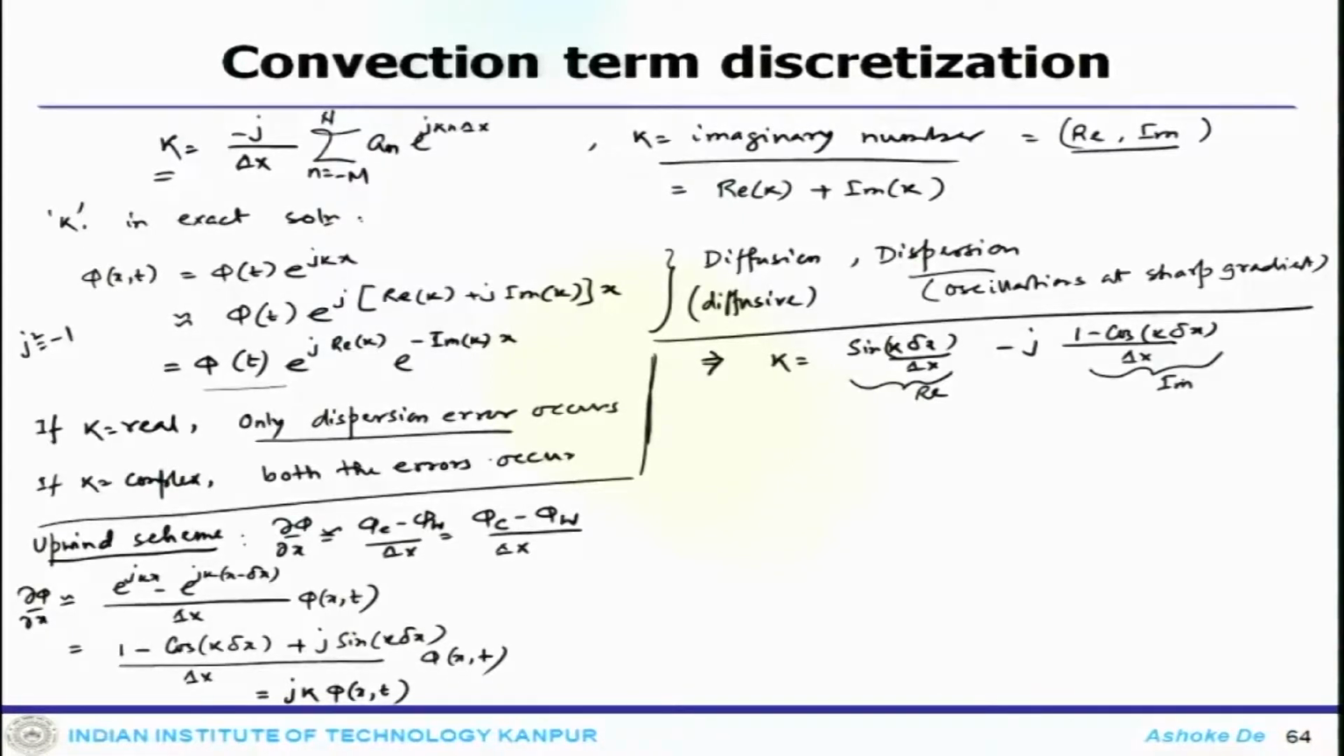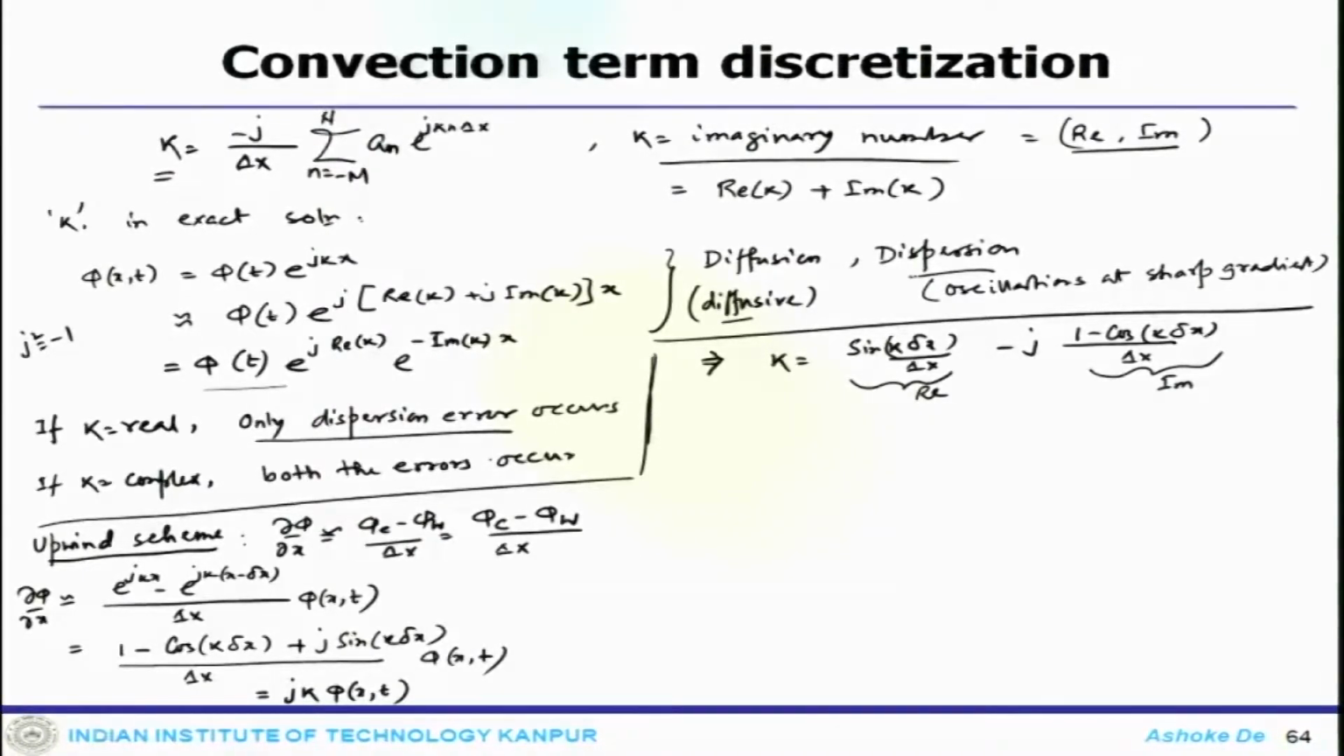So, that clearly shows that in the upwind scheme you will have both real and imaginary components, that means both kinds of error, which are diffusive and dispersive, will arise.